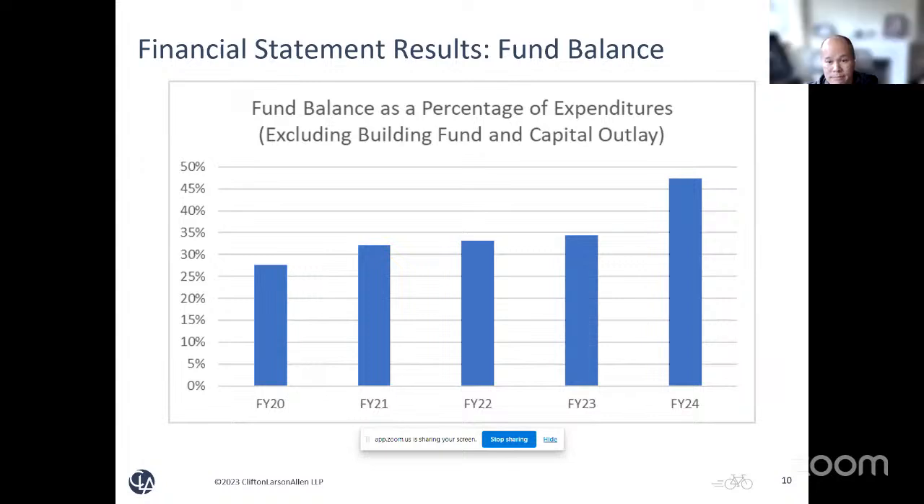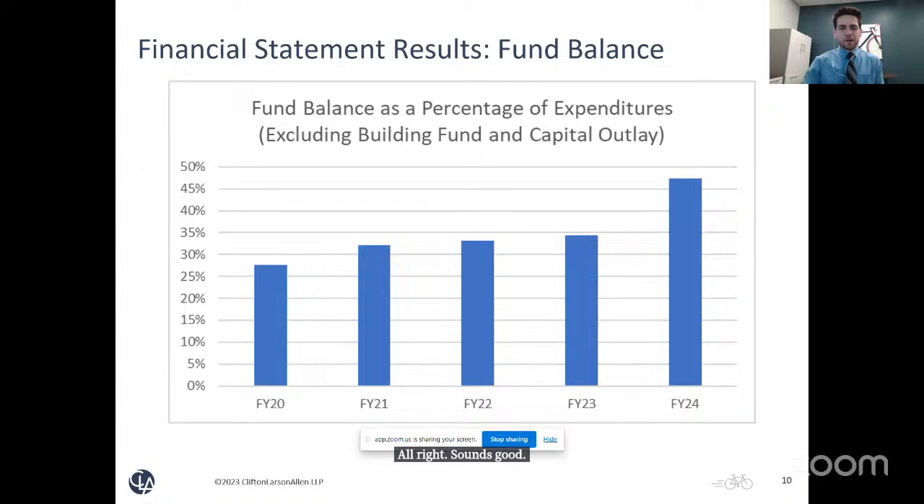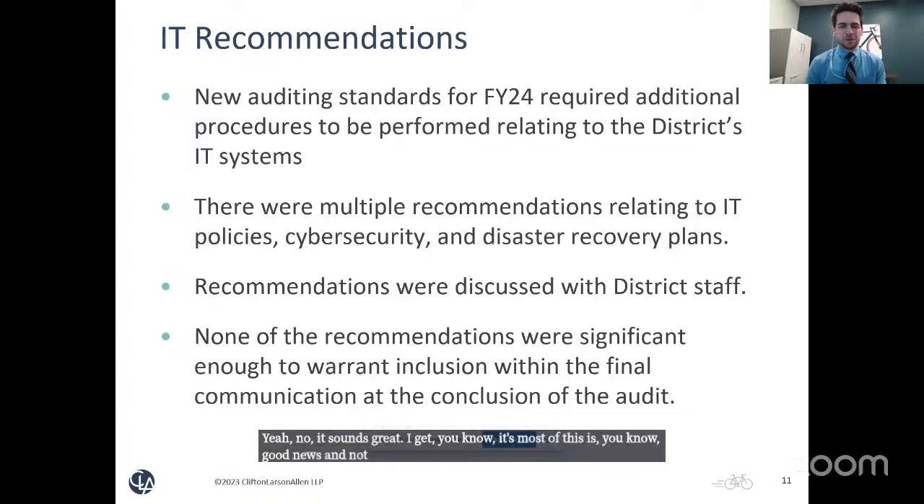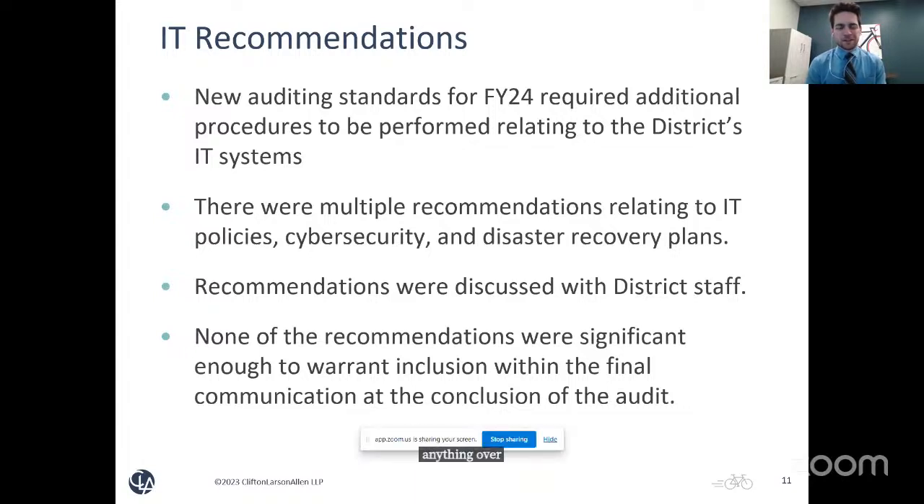No questions for me. All right, none here, sounds good. Great. We'll continue on. Just making sure that I wasn't on mute for the last 10 minutes or whatnot. We heard you. Yeah, no, it sounds great. I get it's most of this is good news and not anything overly concerning or anything like that. So understand that maybe there's not too much to ask questions or discuss.